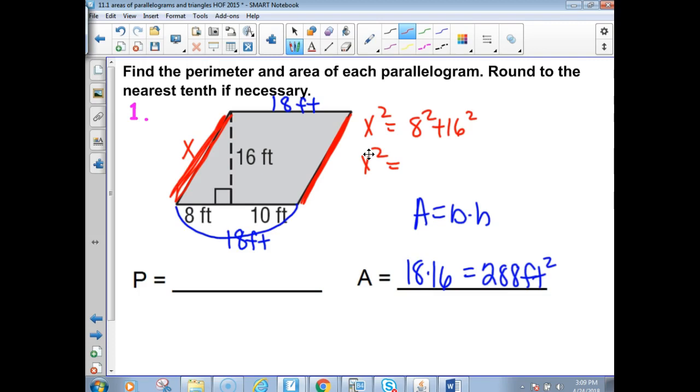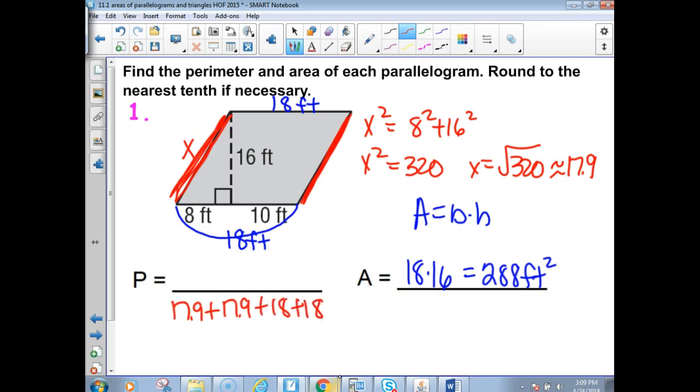Can you tell me, please, what 8 squared plus 16 squared is? 320, okay. And now we're going to have to take the square root. And I know that's a decimal. About 17.9. All right, so if we got 17.9, we've got 2 of those. Plus we have 2 18s. We got to add all those up. So please add.